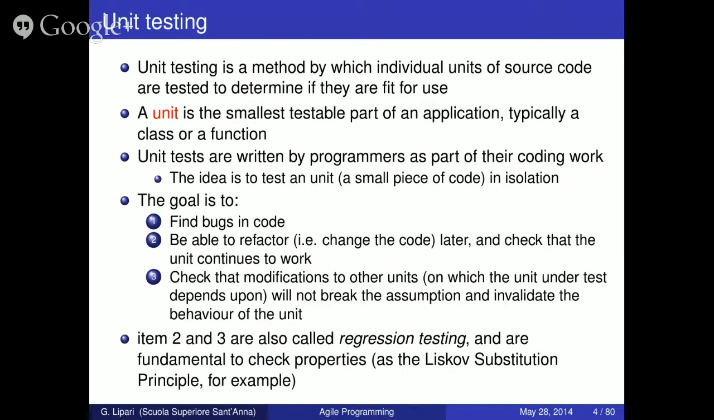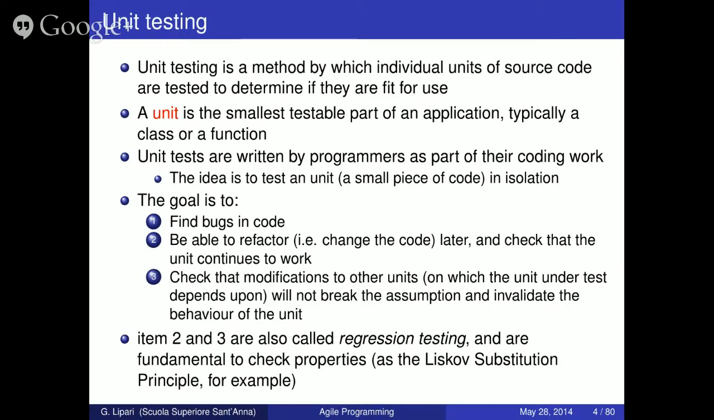So unit testing is a method by which individual units of source code are tested just to see if they are good. A unit is the smallest testable part of an application, typically a class or a function, or something that has a certain unity, something that stays together well, but of course that can be tested alone. So it's something that you can put apart from the rest of the program, consider as something that has a certain consistency, and that you can test in isolation. So the idea is to test a unit, a small piece of code, in isolation from the rest of the program. What are the goals? What are the objectives of unit testing? The objective is to find bugs in code, of course.